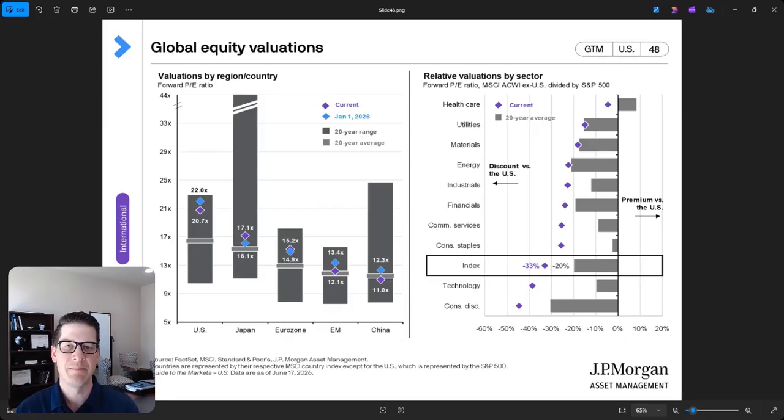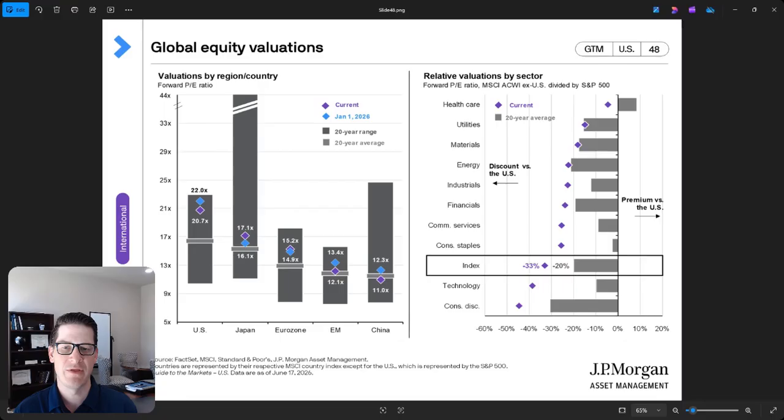Does that mean the market can't go higher? Absolutely not. Does it mean it's going to automatically go lower? No, it does not. Again, it's just a measure of whether you're buying at a discount or buying more expensive.